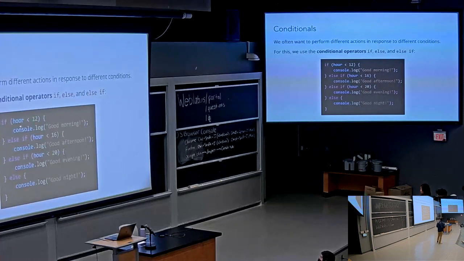So in this case, if the hour is less than 12, we want to log good morning. If that's not true, then we look at our else if. If it's less than 16, good afternoon. If it's less than 20, good evening. And otherwise, we log good night. Indents here are not necessary, but they keep the code a little bit cleaner and more organized. So you don't have to have any of this white space here, but it just is for formatting.